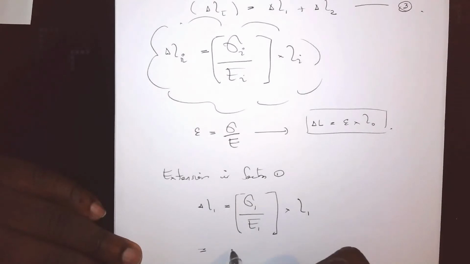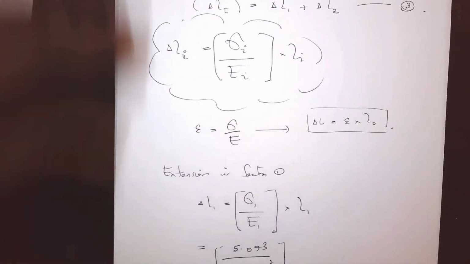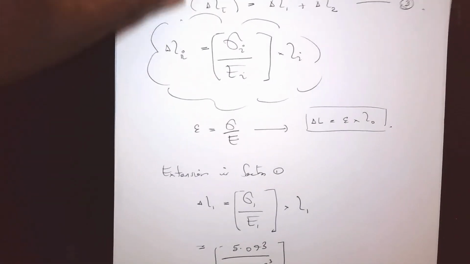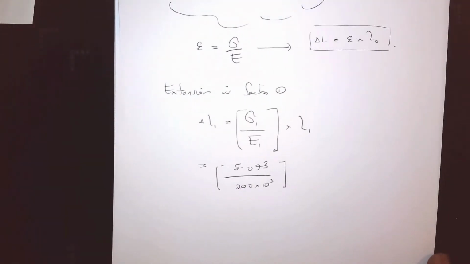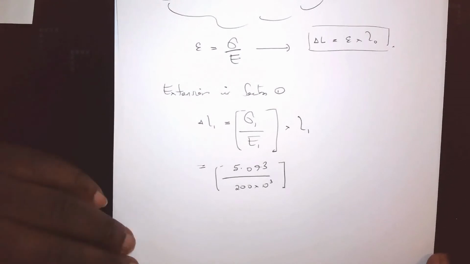So we calculate the stress to be 5.093 divided by E. E in this particular problem is given as 200 times 10 to the power of 3. Similar to the previous problem, I'm working these out on the basis of millimeters just to save time. But if you are unsure, I suggest you calculate your variables on the basis of meters.